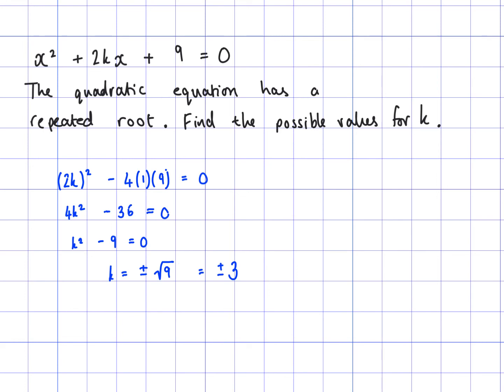Now, say the question in this sentence said the quadratic equation has two real roots. Then what I would do is, instead of making this an equation equaling 0, I would say this is going to be more than 0. So I would have an inequality here. It would simplify in the same way, and at this stage I will have k squared take away 9 is more than 0. And then if you think back to how you solved quadratic inequalities, you'll be able to solve the values that k can take.